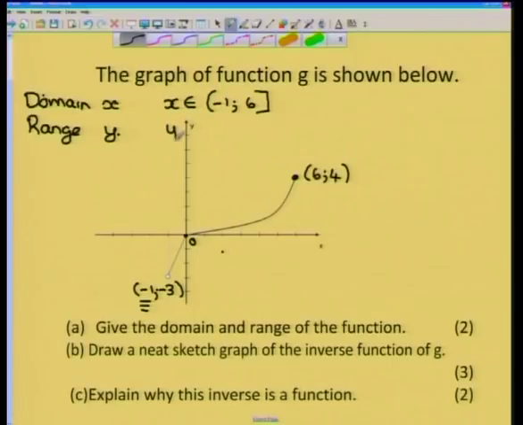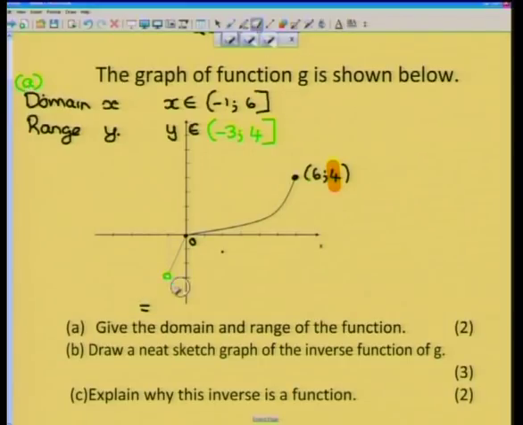Then y. y is an element of, and now we're looking at the y values, so I'm highlighting these. What is the smallest possible y value? I can see the smallest possible y value is -3, and because that's a round dot, I don't include it. And the highest possible value for y is 4, and I do include that. So giving the domain and range of that function is relatively easy if we're using our graph.